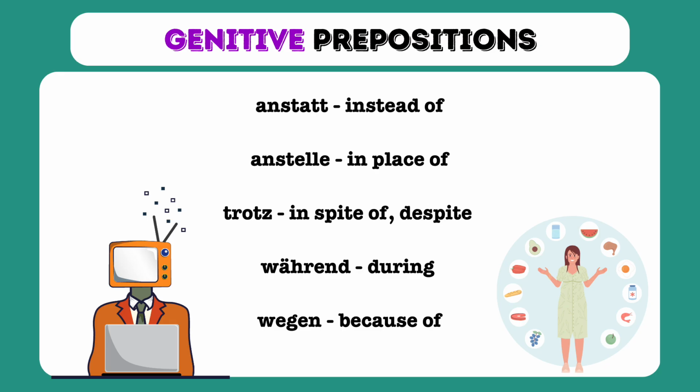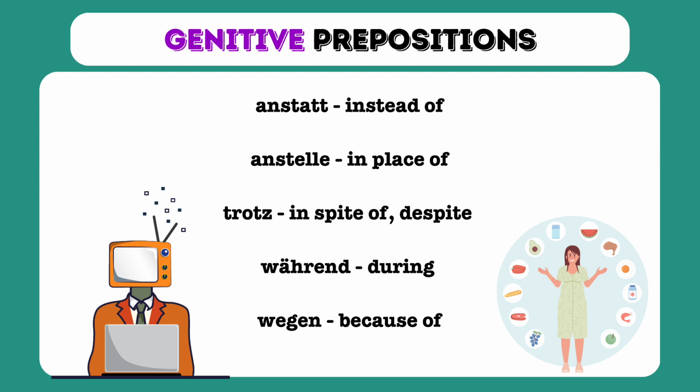Anstatt means instead of. Anstelle means in place of. It's basically the same thing as anstatt, but it's slightly different. Trotz, in spite of or despite. Während, during. Wegen, because of. Anstatt, anstelle, trotz, während, wegen. Whatever comes after any of these prepositions is automatically going to use the genitive case.